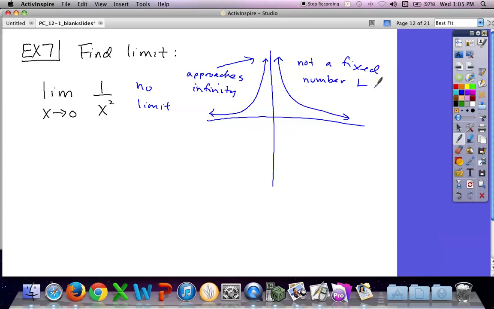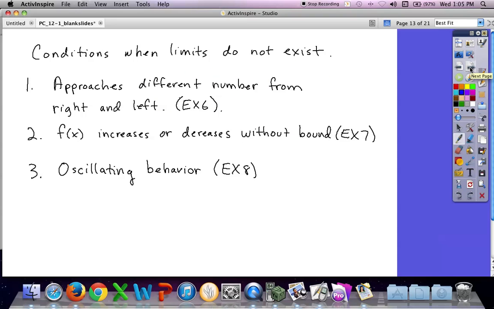So there are actually 3 scenarios that do not have limits. The first is like example 6, where you're approaching a different number from the left and the right. The second is it's going towards infinity or negative infinity. It's increasing or decreasing without bound, as the book puts it. That's like example 7 that we just saw.